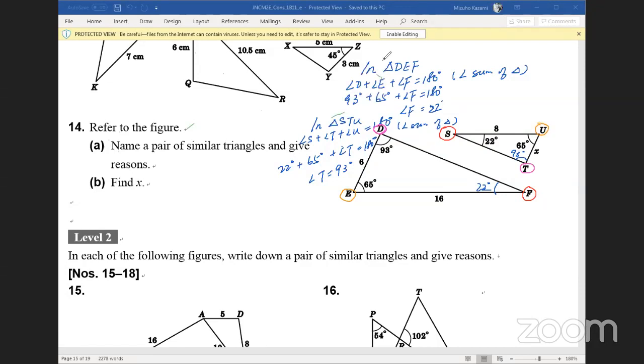Then in this case, you further write clearly, therefore after I have found all these angles, I know that angle D equals angle T, which is 93 degrees, and that angle E equals angle U, which is 65 degrees, and then angle F equals angle S, which is 22 degrees. Therefore, triangle DEF is similar to triangle TUS. Reason: AAA.